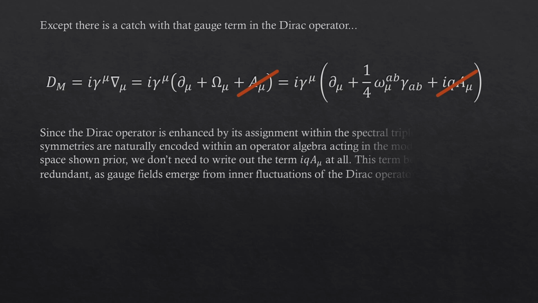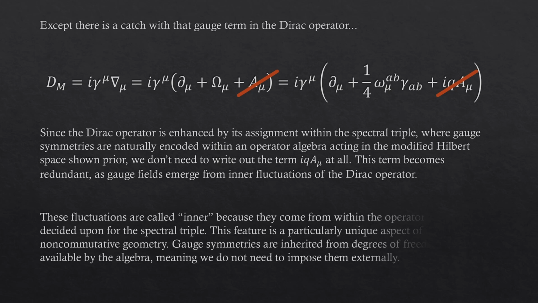Since the Dirac operator is enhanced by its assignment within the spectral triple we've already defined, where gauge symmetries are naturally encoded within an operator algebra acting in the modified Hilbert space shown prior, we don't need to write out the term IQ A sub mu at all. This term becomes redundant as gauge fields emerge from inner fluctuations of the Dirac operator. And these fluctuations are called inner because they come from within the operator algebra we decided upon in the first place. This feature is a particularly unique aspect of non-commutative geometry. Gauge symmetries are inherited from degrees of freedom made available by the algebra, meaning we do not need to impose them externally.